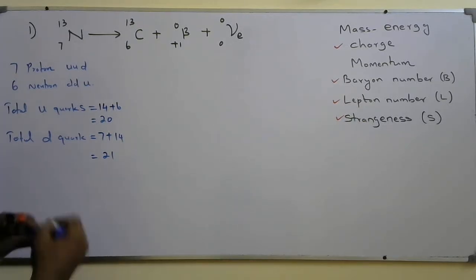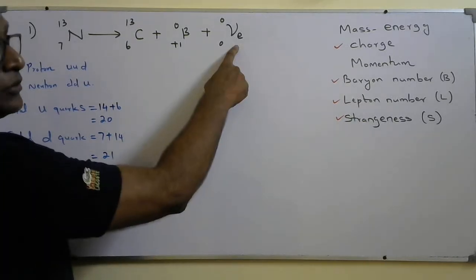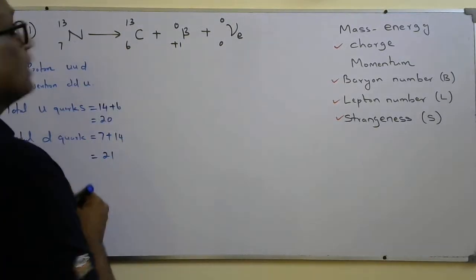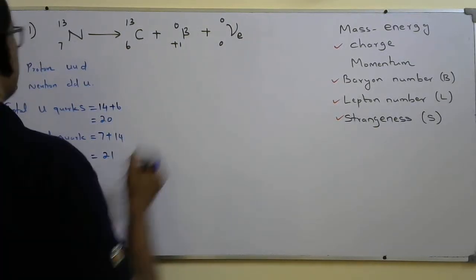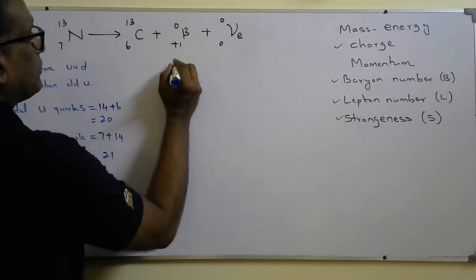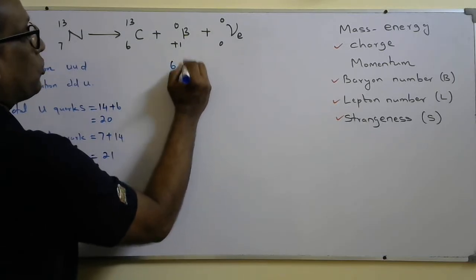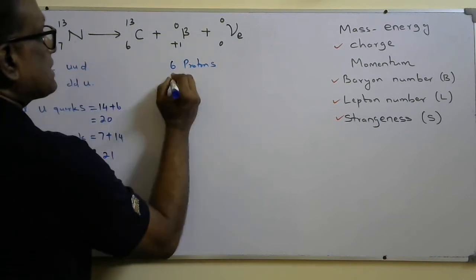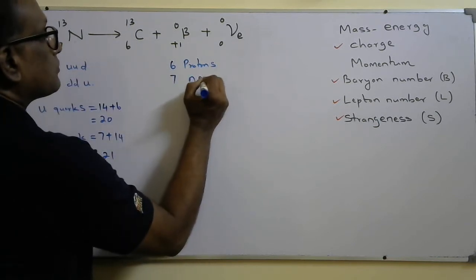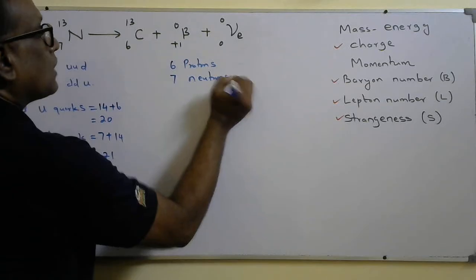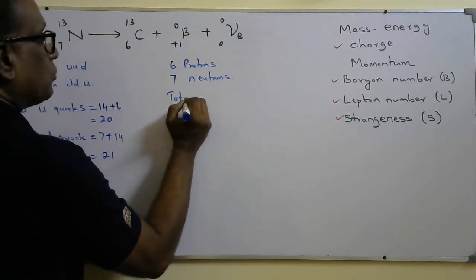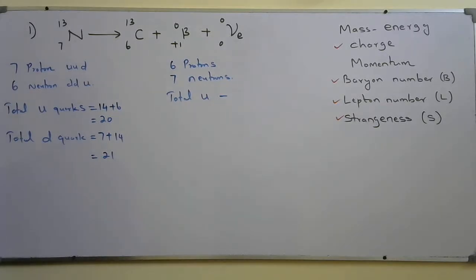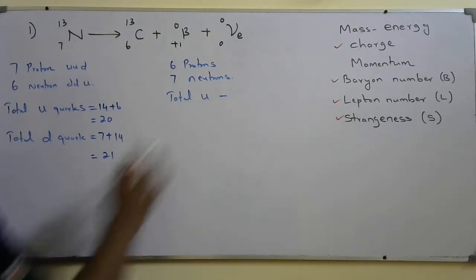Okay, after interaction, this is a lepton, no quark. This is an anti-lepton, no quark. Only this has the quarks. So this consists of carbon. When you think about it, it consists of 6 protons and how much? 7 neutrons. So we'll see the total number of up quarks after interaction.